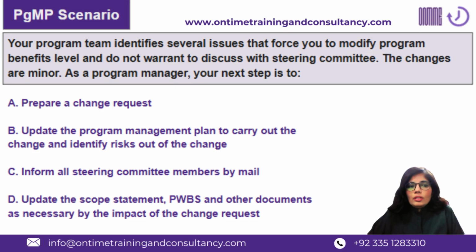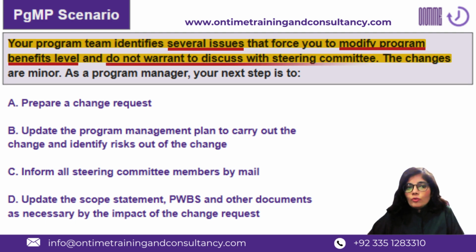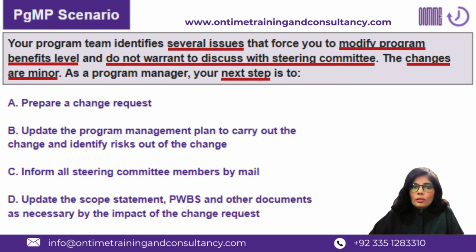The scenario says that your program team identifies several issues that force you to modify program benefits level and do not warrant to discuss with steering committee. The changes are minor. As a program manager, your next step is to A, prepare a change request, B, update the program management plan to carry out the change and identify risk out of change, C, inform the steering committee members by mail, and D, update the scope statement, WBS, other documents as necessary by the impact of the change.